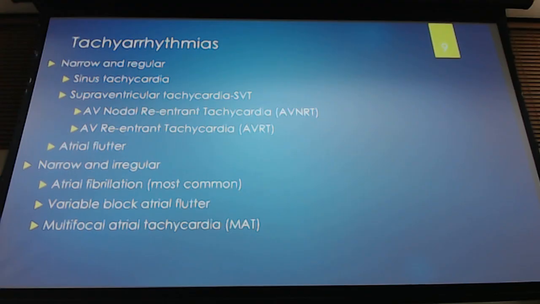Okay, maybe it's a little closer for the next one. Maybe it's a little further away, but it's not regular. Atrial fibrillation will be our most common cause of irregular narrow complex tachycardia. We can also have a type of atrial flutter where the block is variable, and I'll talk about that more in a minute. And we can have something called multifocal atrial tachycardia. That's going to cause a narrow complex, but it's going to be irregular from R to R to R.